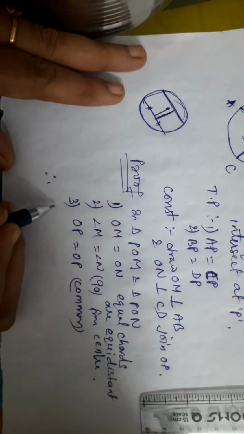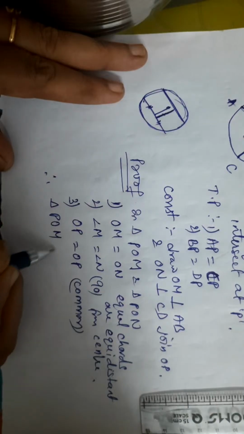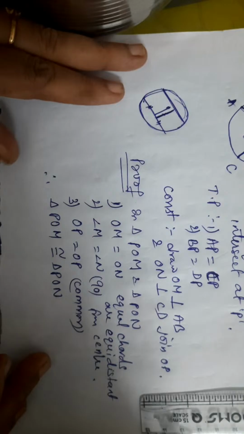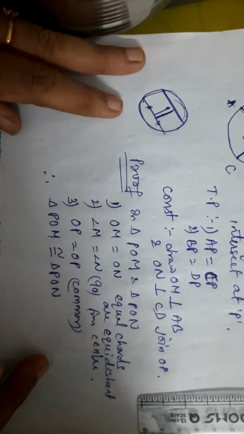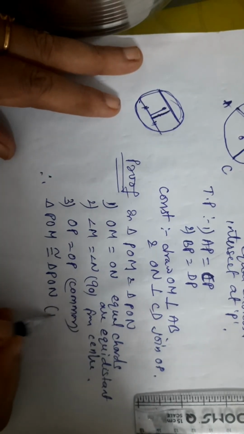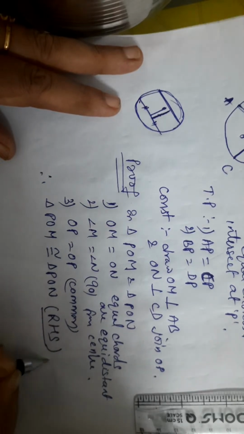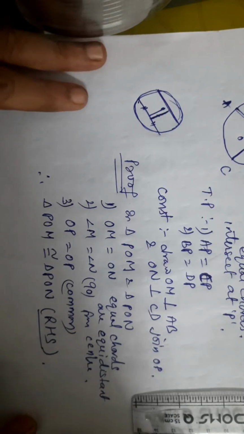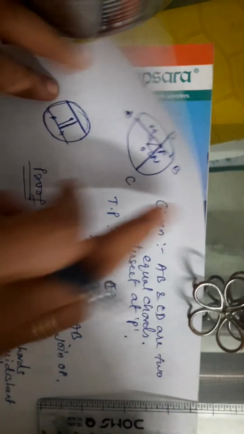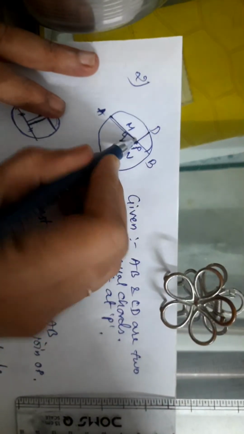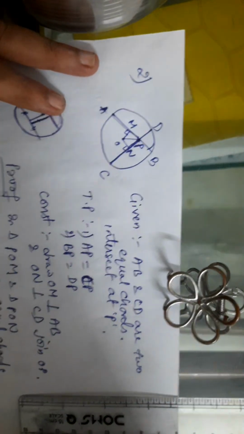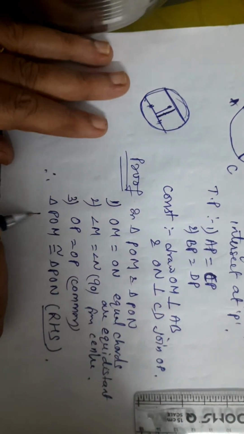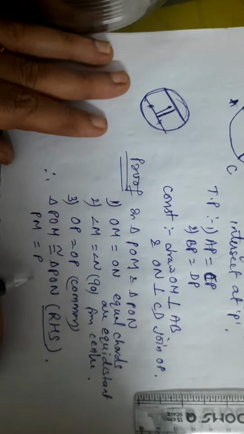Therefore, triangle POM is congruent to triangle PON. By which property? We took one hypotenuse and a right angle, so this is by RHS. Once the triangles are congruent, their corresponding parts will be equal. So MP will be equal to PN. As the triangles are congruent, we can make PM equal to PN.